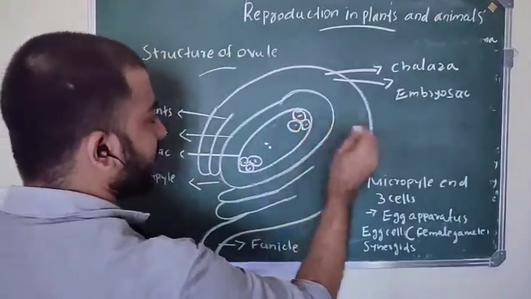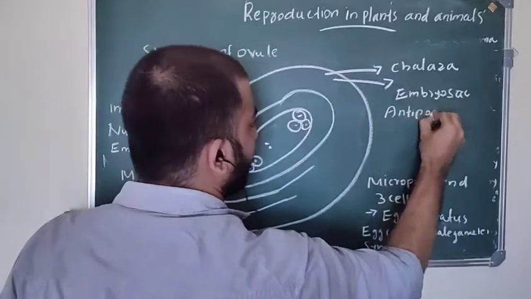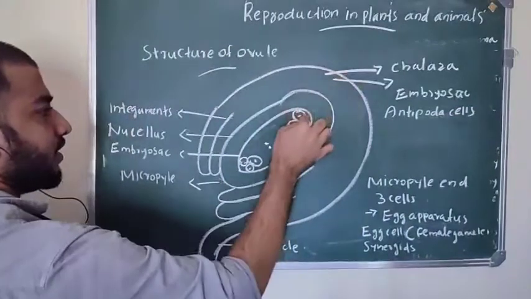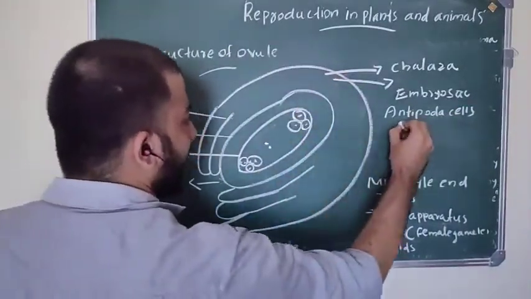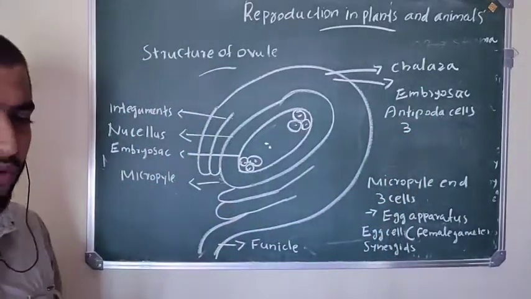These three cells are together called antipodal cells. Where are they present? At the chalazal end. So they are called antipodal cells. There are three antipodal cells. So this is the complete structure of the ovule.